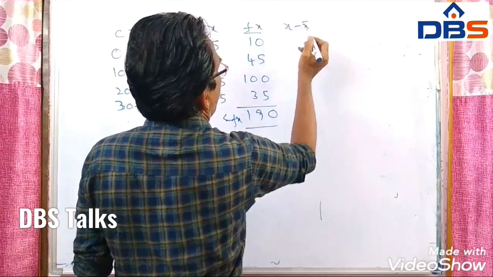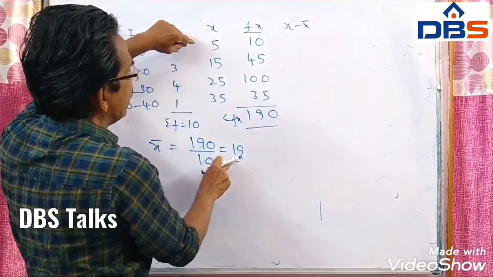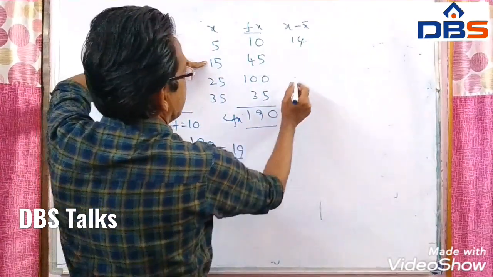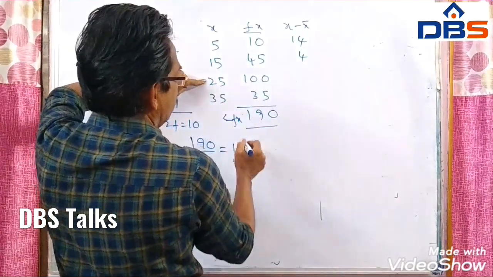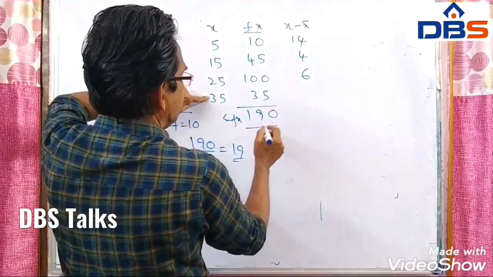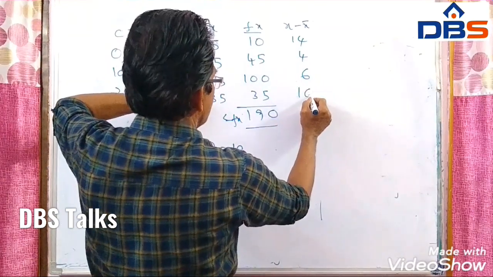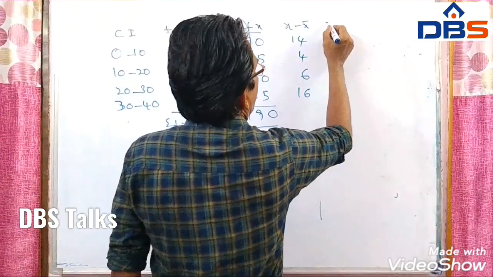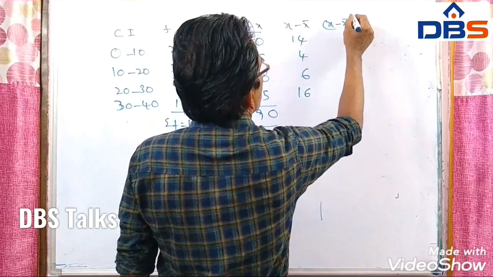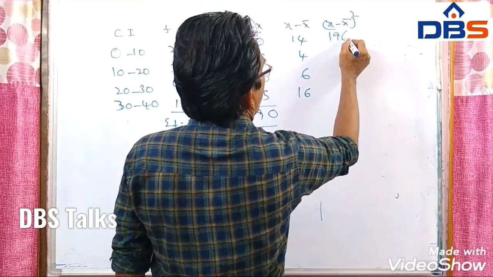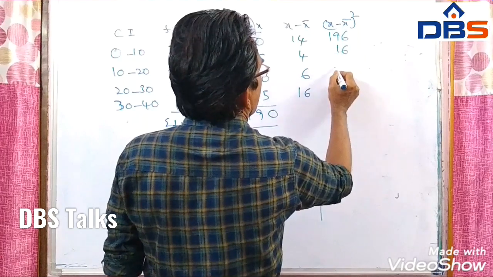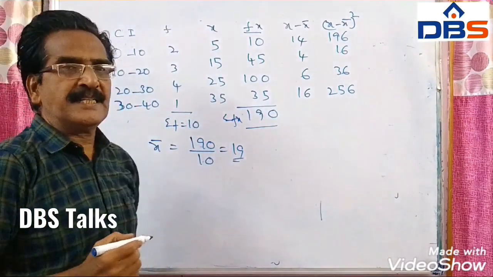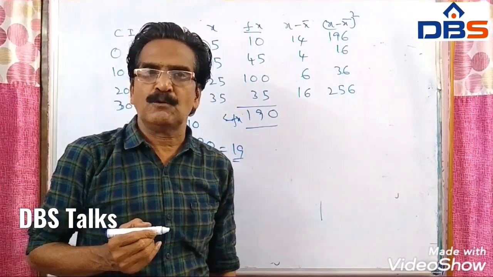X bar is 19. 19 minus 5, 14. 19 minus 15, 4. 25 and 19 difference, 6. 35 and 19 difference, 16, friends. These are x minus x bar values. And squares of x minus x bar values: 14 14s, 196; 4 4s, 16; 36; 256. These are x minus x bar whole square values.